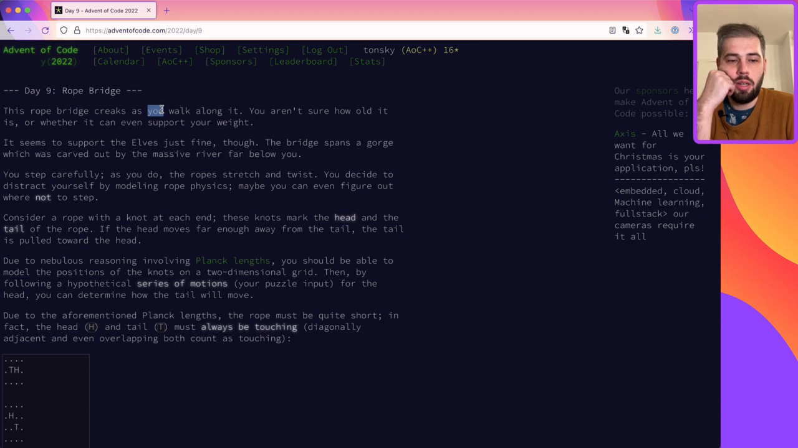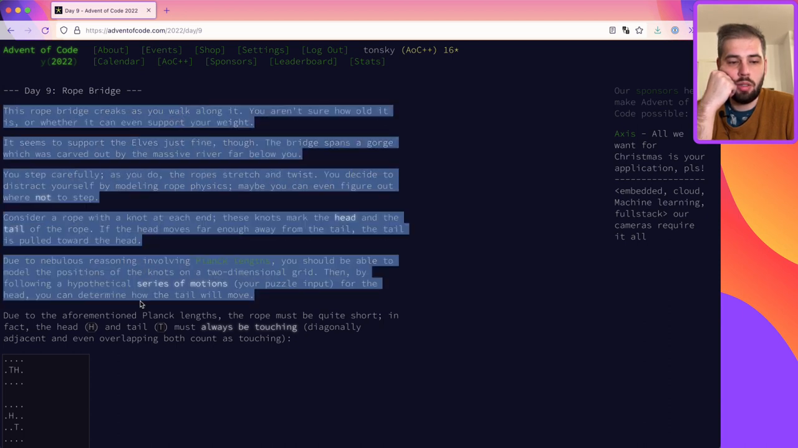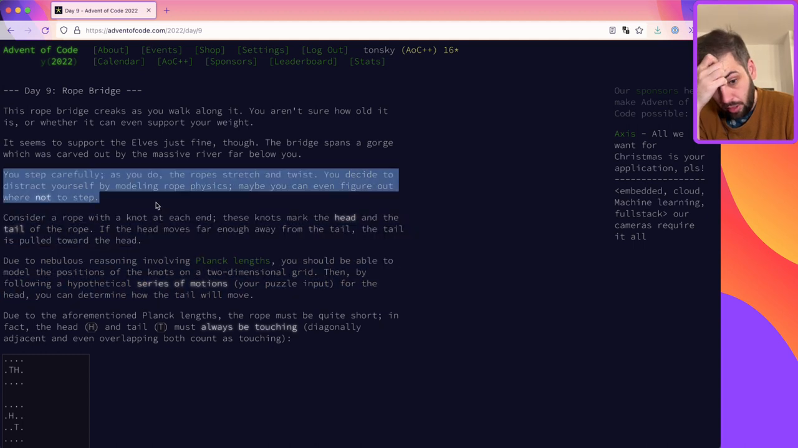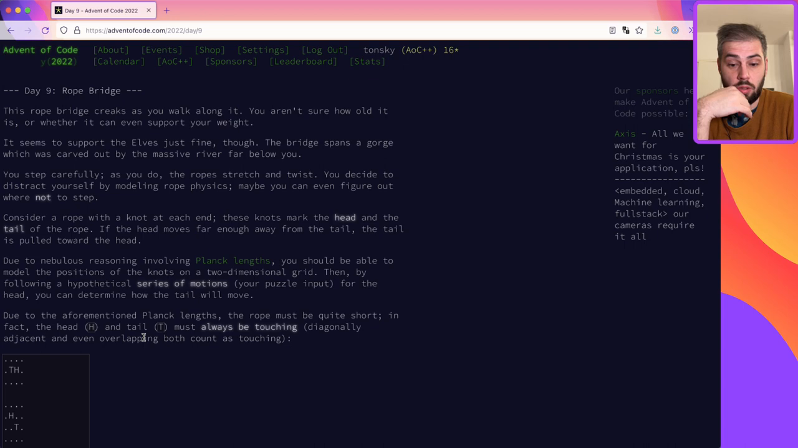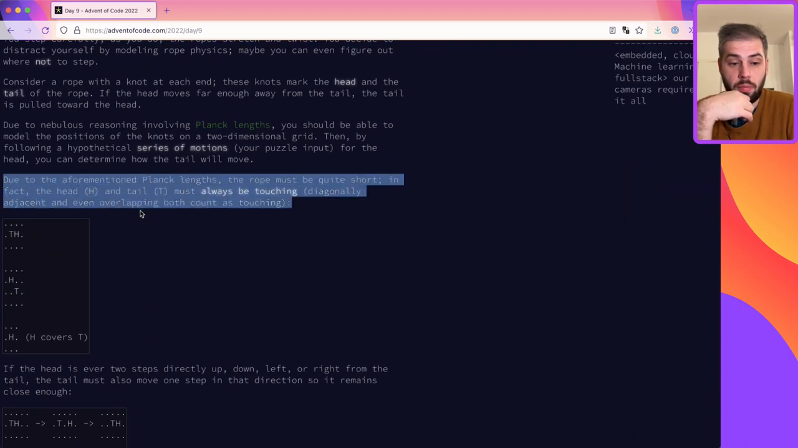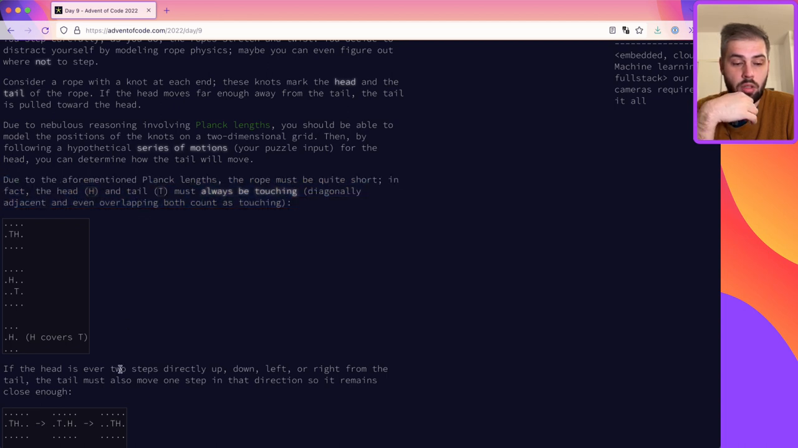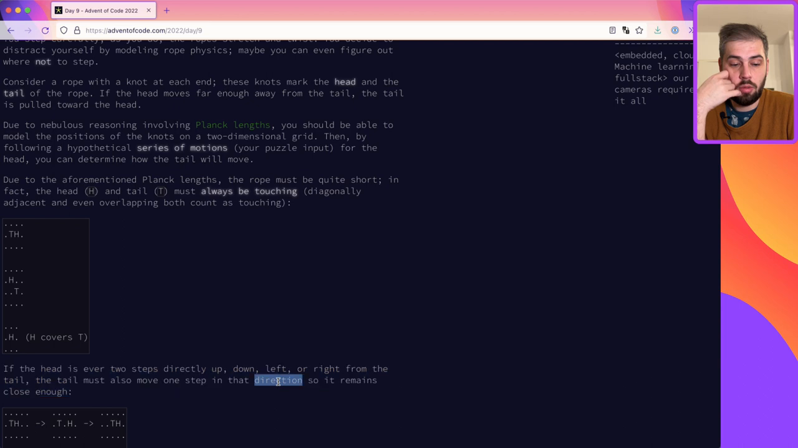This rope bridge breaks as you walk along it, blah blah blah. You should be able to model the position of the knots on a two-dimensional grid. Head and tail must always be touching, diagonally adjacent, or even overlapping. If the head is ever two steps up, down, left or right from the tail, the tail must also move one step in that direction, so it remains close enough.